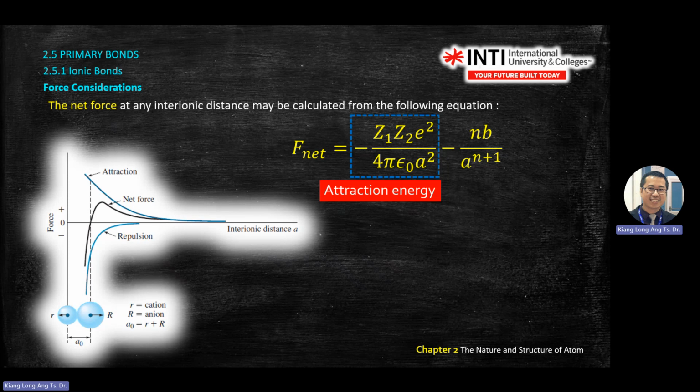Then we end the lecture. So negative Z1, Z2, e square divided by 4 pi epsilon 0 A0, all these are constants. Z1, Z2 is the... not radius. It's the charges. If one element loses 1 charge, Z is 1. If element number 2 loses 2 charges, Z is 2. It just means that. The second one is repulsive energy.